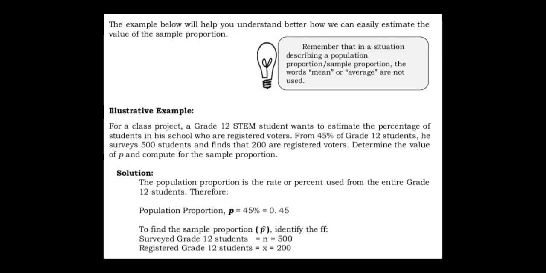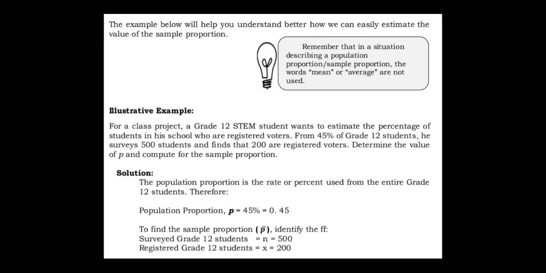Illustrative example. For a class project, a grade 12 STEM student wants to estimate the percentage of students in his school who are registered voters. From 45% of the grade 12 students, he surveys 500 students and finds that 200 are registered voters. Determine the value of P and compute for the sample proportion. Now, here is the solution.